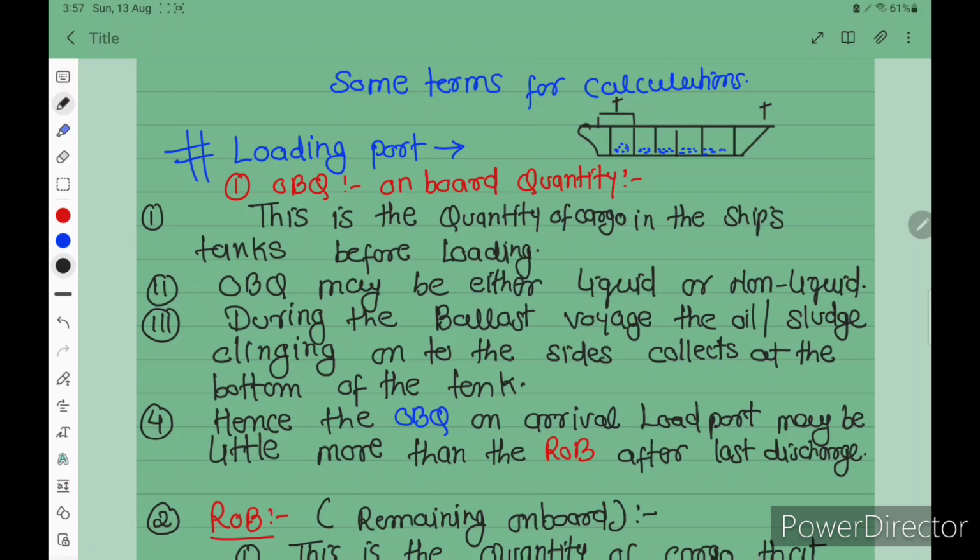During the ballast voyage, the oil sludge cleaning on the sides collects to the bottom of the tanks. Hence the OBQ on arrival at load port may be a little more than ROB after last discharge.